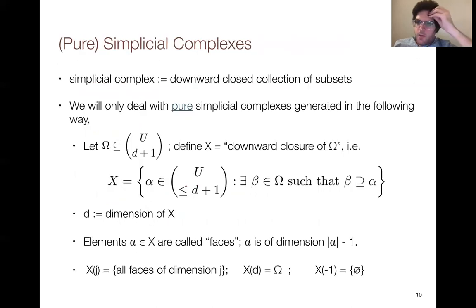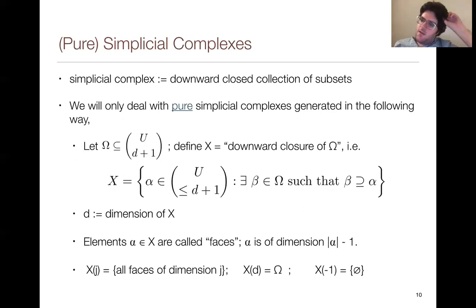Okay. So I want to describe now what these local graphs whose mixing I'm going to be arguing are, and to this end I need to introduce the definition of a simplicial complex. So a simplicial complex is just a downward closed collection of subsets, and I will only be dealing with pure simplicial complexes generated in the following way. We take a collection omega consisting of d plus 1 element subsets of some ground set U, and I define X just as the downward closure of omega. That is, whenever there is some set beta in omega, I add all the subsets alpha of beta into the collection X.